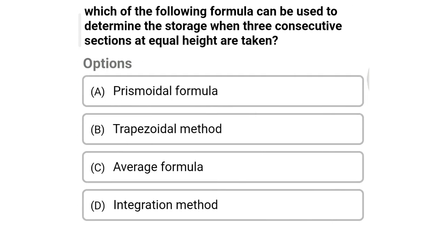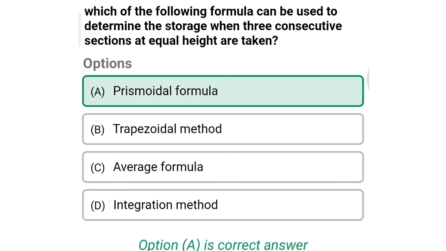So next question, which of the following formulas can be used to determine the storage when three consecutive sections at equal height are taken? Option A, Prismoidal formula. Option B, trapezoidal method. Option C, average formula. Option D, integration method. So the correct answer is option A, Prismoidal formula.